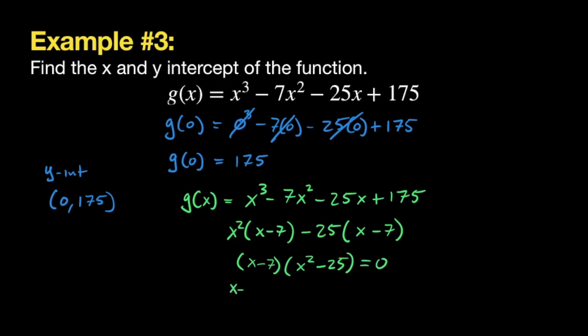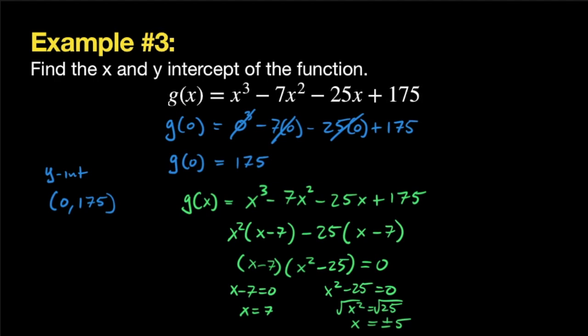So we have x minus 7 is equal to 0, and we know that that's going to be x is equal to 7, and then we have x squared minus 25 is equal to 0. So we have x squared is equal to 25. When you find the square root, you get x is equal to plus or minus 5. So that means that your x-intercepts are going to be at 7, positive and negative 5, and then this is going to be your y-intercept.